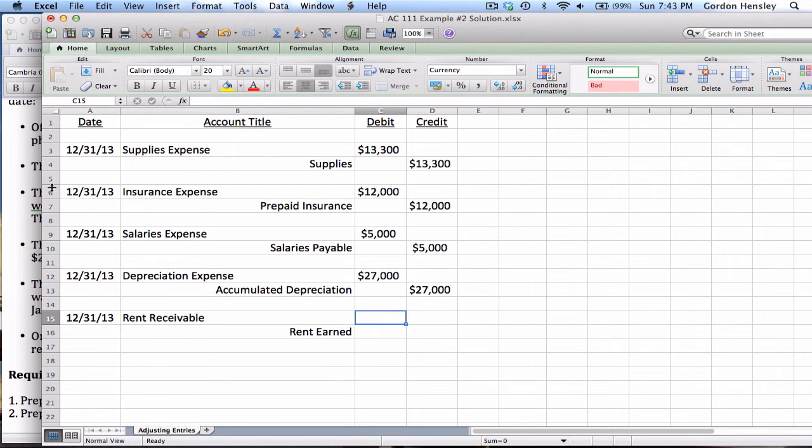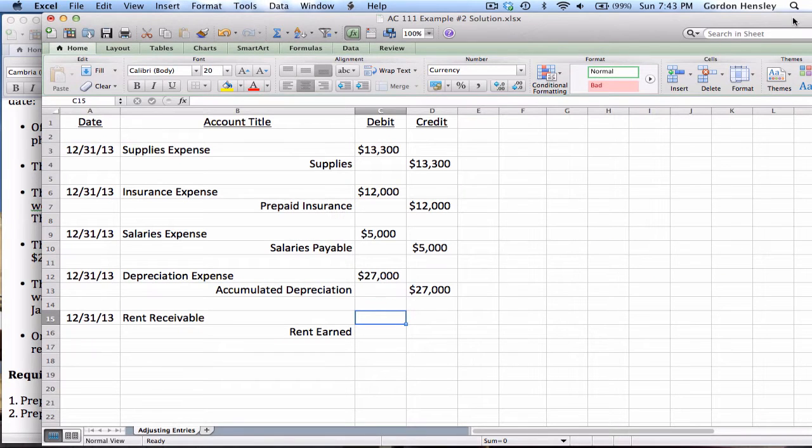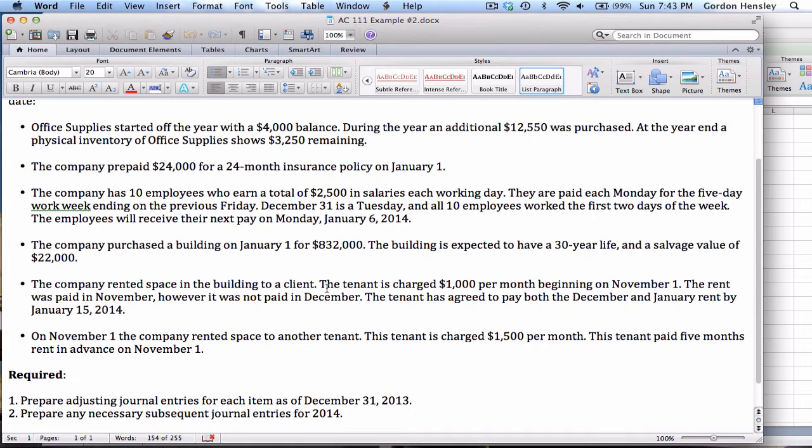Now, how much are we charging them per month? It's $1,000 per month. So we will record this for $1,000. So basically, I've earned that $1,000. I just don't have it yet. And again, notice that they're going to pay us for both months in the following year. So again, that's going to be one of those that will require a subsequent journal entry down the road.